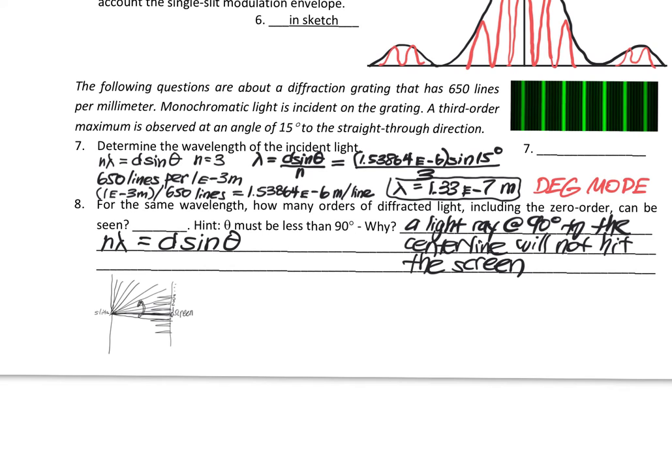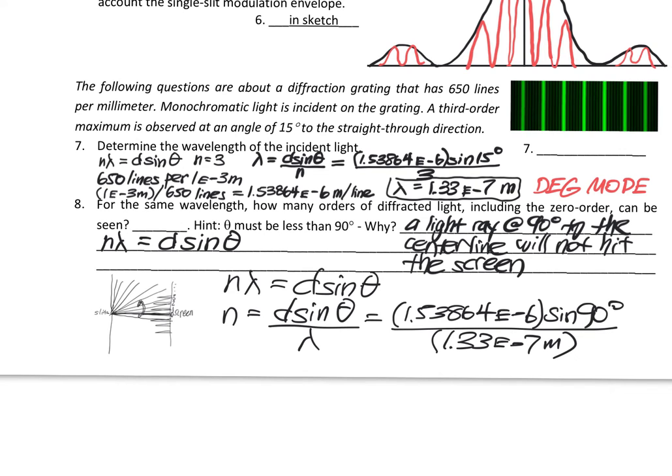So then it's like, okay, well then how do you figure out how many orders are going to show up on the screen? And I'm not even concerned about the envelope and how the envelope moderates the intensity. I'm just saying how many orders are actually going to show up on the screen. And so the way you figure that out is you set theta to 90. So if I say n lambda equals d sine theta, and say theta is 90, what's the n value when theta equals 90? And then the last order you can see is the n that's beneath that number. So let's figure that out.